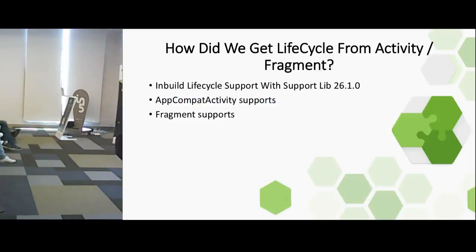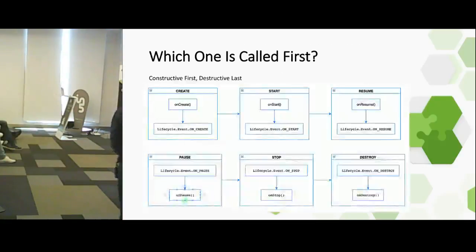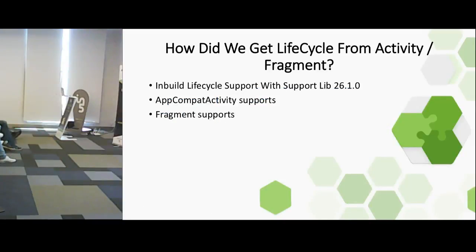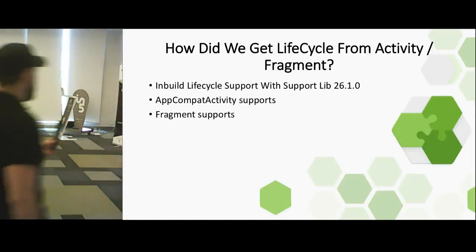Yet another tricky question is, how did we get the lifecycle from the activity or fragment? Just 2 slides before, this is a fragment, a simple fragment, right? And we just said lifecycle. In Java, we say getLifecycle. In Kotlin, we don't have to do this. Where did this lifecycle object come from? We didn't define it. Any ideas? The simplest solution is, as I've said before, in support library 26.1.0, AppCompatActivity and the Fragment classes themselves implement the LifecycleOwner interface for us.